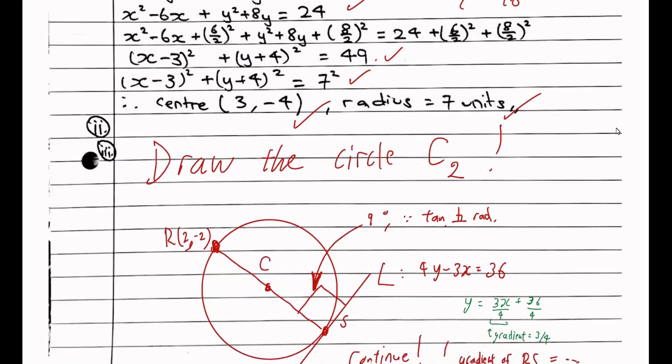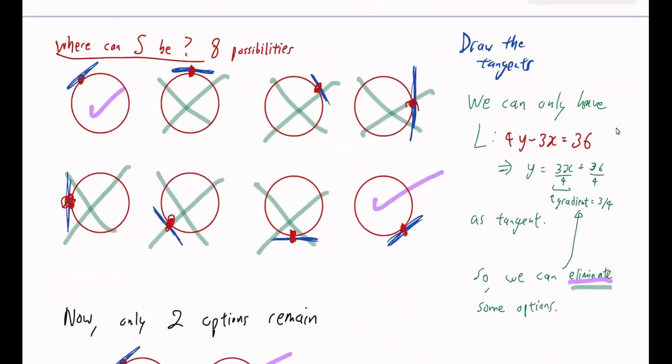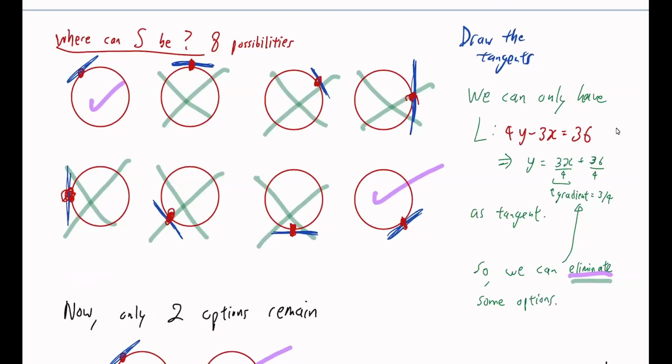Okay, can you understand the picture I just drew? It will look like this, right? I explained below. Okay, where can S be? That should be your first question.